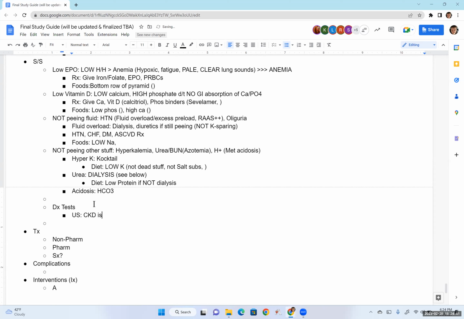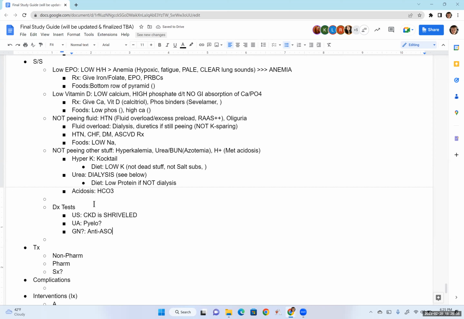Usually CKD is shriveled, right? Small kidneys. You can look at the UA for pyelo, right? You're trying to look for the underlying cause, basically. You can do antibody testing for glomerulonephritis, right? Anti-ASO, is that the one? Anti-streptolysin. So you can do that for, say, glomerulonephritis.